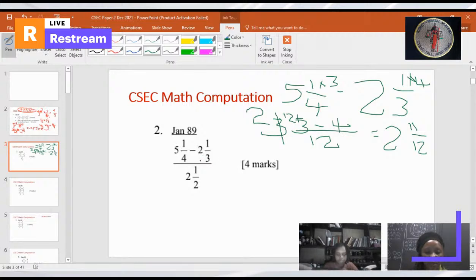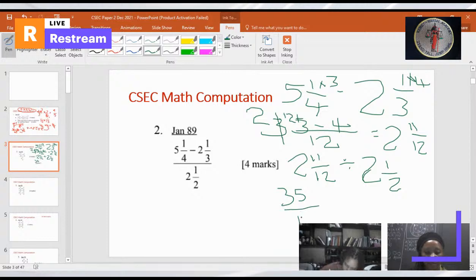So now we must divide it by this. So it's 2 and 11 over 12 divided by 2.5. 12 twos are 24, plus 11, that's 35. Yes, miss, 35 over 12.